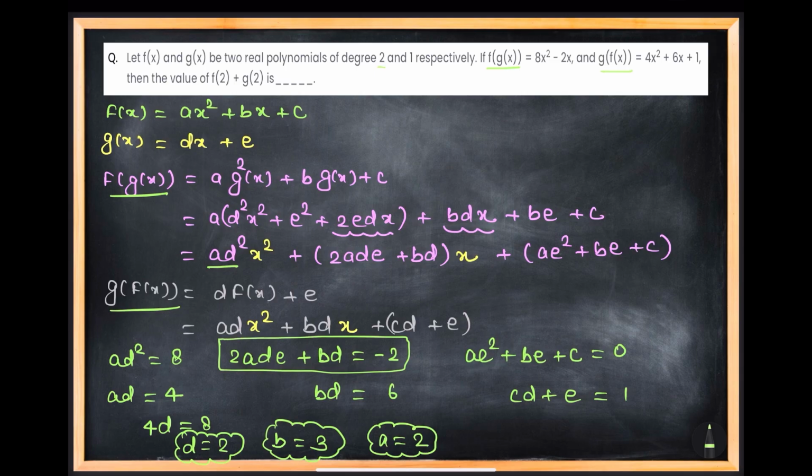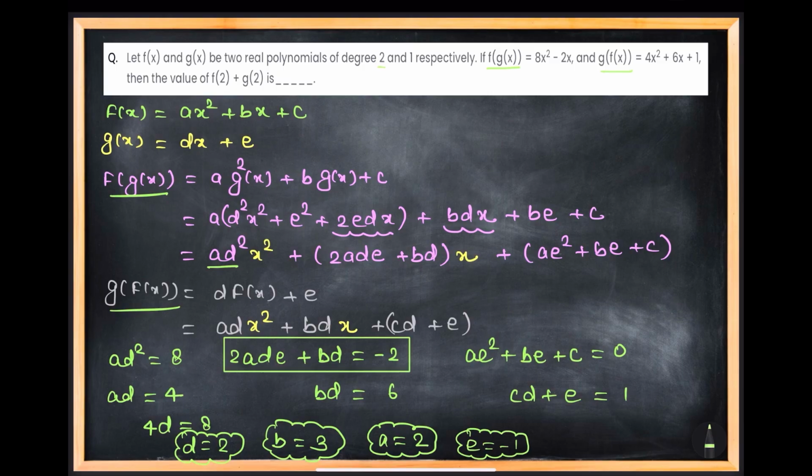Now look at this component. We will substitute the values over here to get the value of e. Okay. So 2 times a is 4. 4 times 2 is 8. So 8 times e, and then plus bd. So bd is 6 equals minus 2. So this 6 will go that side. It will become minus 8. So e becomes minus 1. So you got the value of e as minus 1.